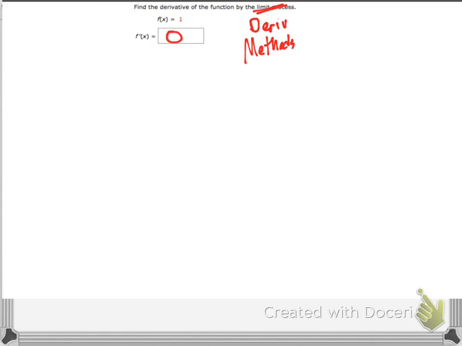So if I look at a line, y equals 1, that's what this is, a horizontal line. It has a slope of 0 everywhere. That's one way to think of it. Or, the derivative of a constant is 0. So either one you want to go through. Think of what the graph looks like. Horizontal line, slope of 0. The derivative itself produces a 0. Any derivative of a constant is 0.